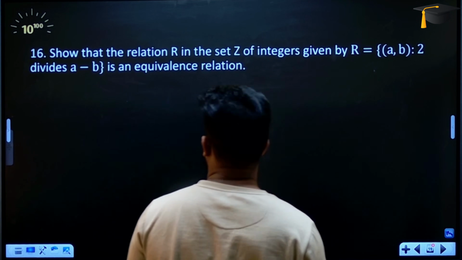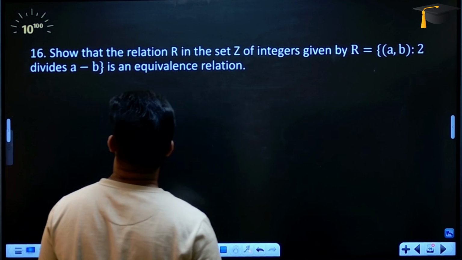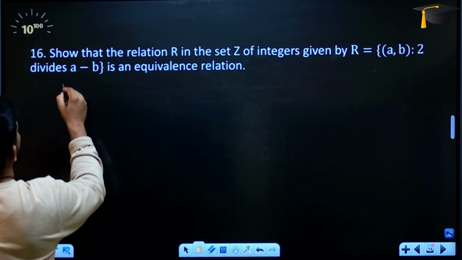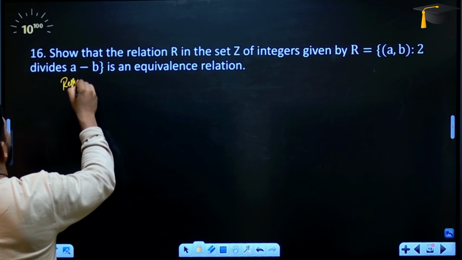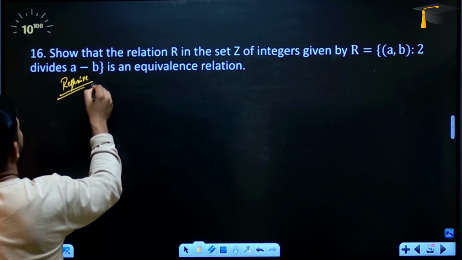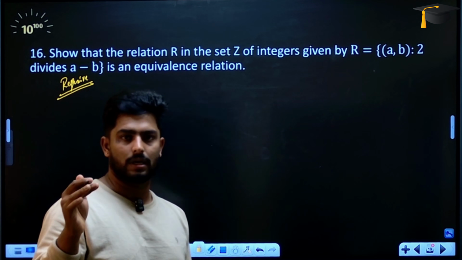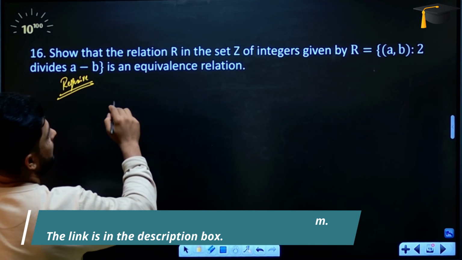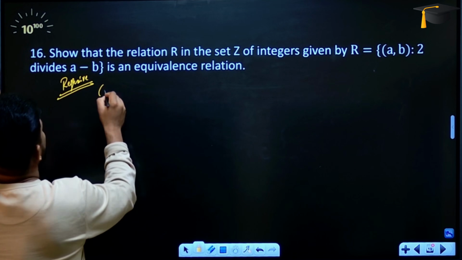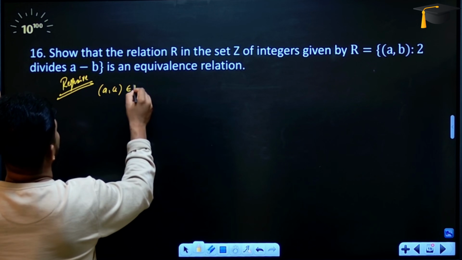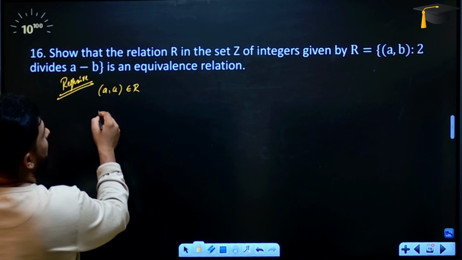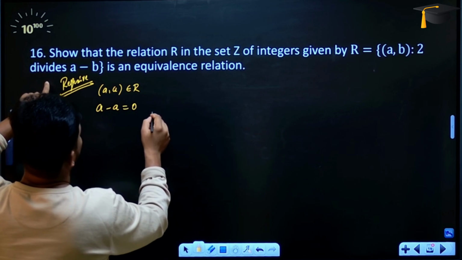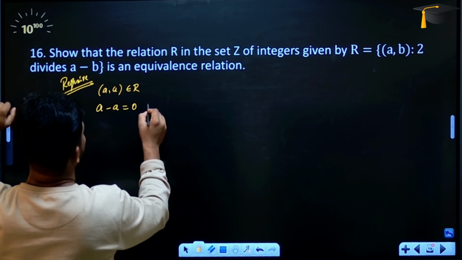Okay, first one. They're asking to prove that it is an equivalence relation. So let's do that. First one is reflexive. Whenever you get this kind of question, please give one general statement and an example also. So first one, a comma a. We can say a comma a belongs to R. Why does a comma a belong to R? a minus a is equal to 0, right? And that we can say 0.